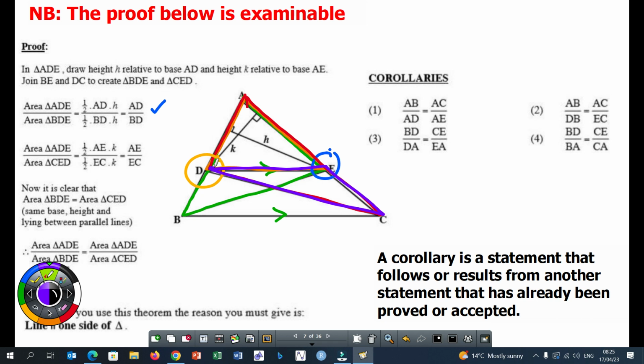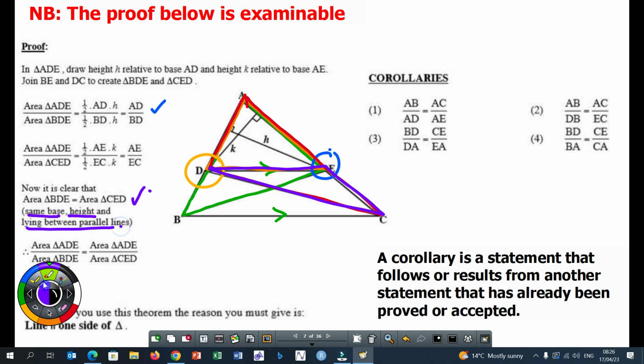Again, because triangle ADE and triangle CED share a common vertex, their height will be the same, therefore the ratio of their areas will be equivalent to the ratio of their bases. Now, you also have to do some kind of elimination. We know that triangle CED and triangle BDE are drawn between two lines that are parallel. Therefore, their areas are equal because they share a common base. They have the same height because they are drawn between two lines that are parallel.